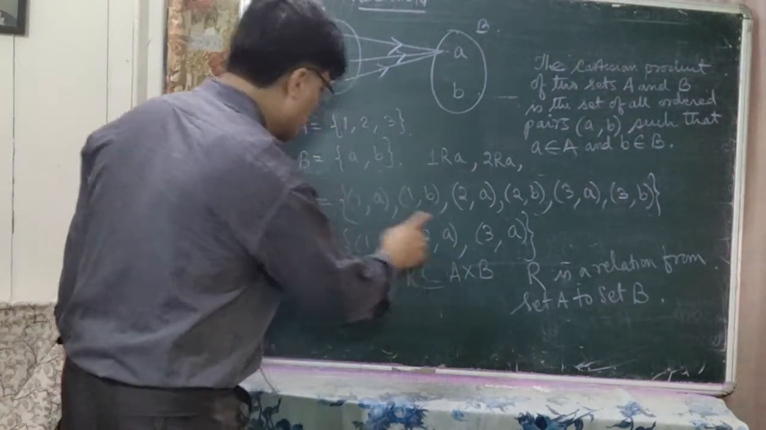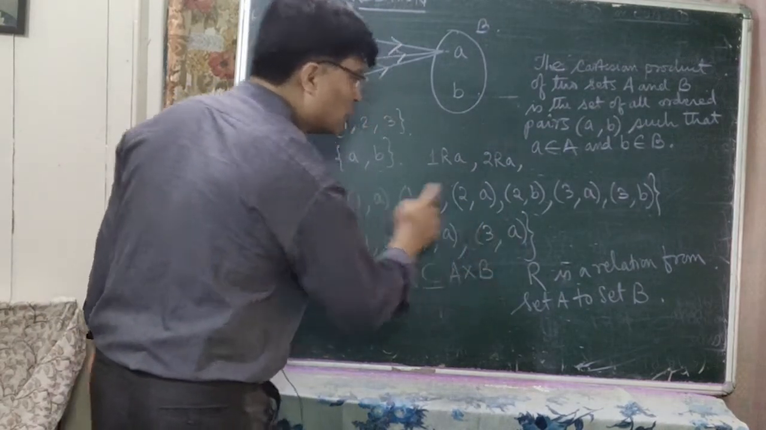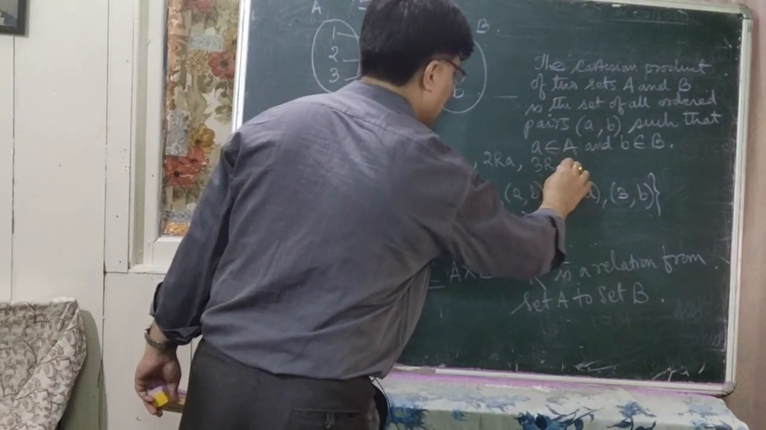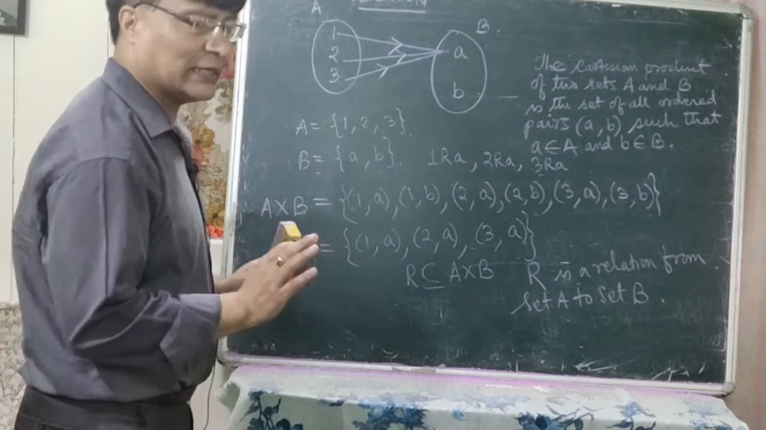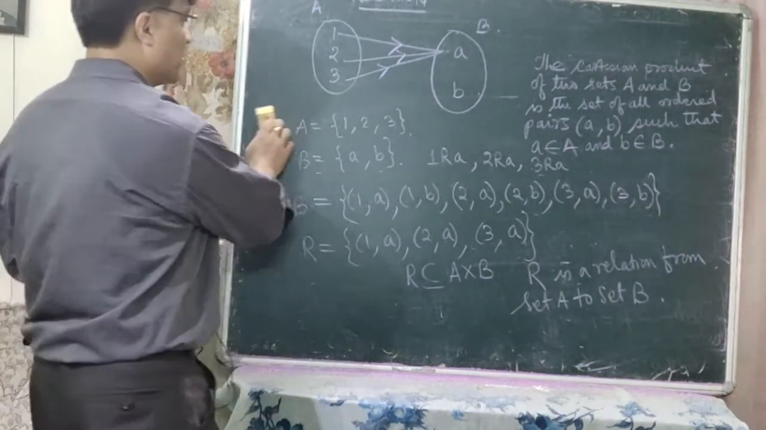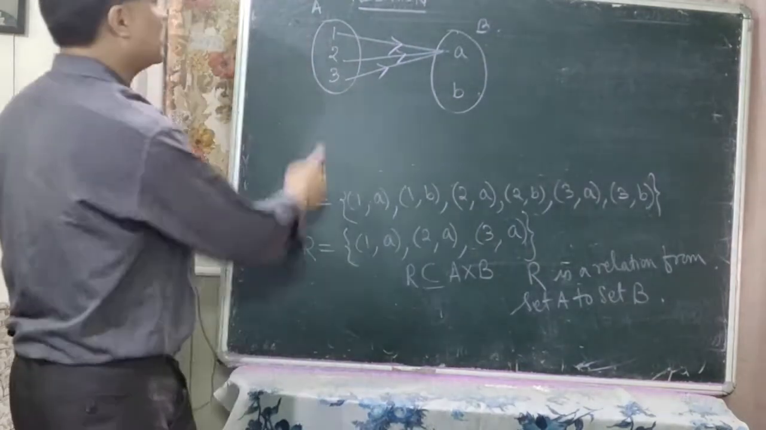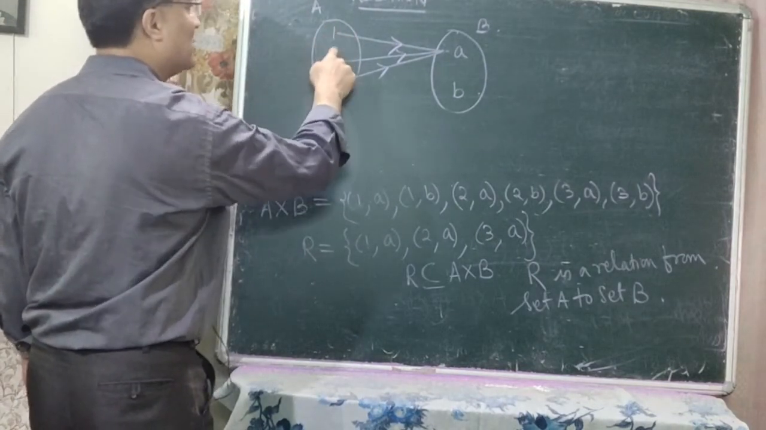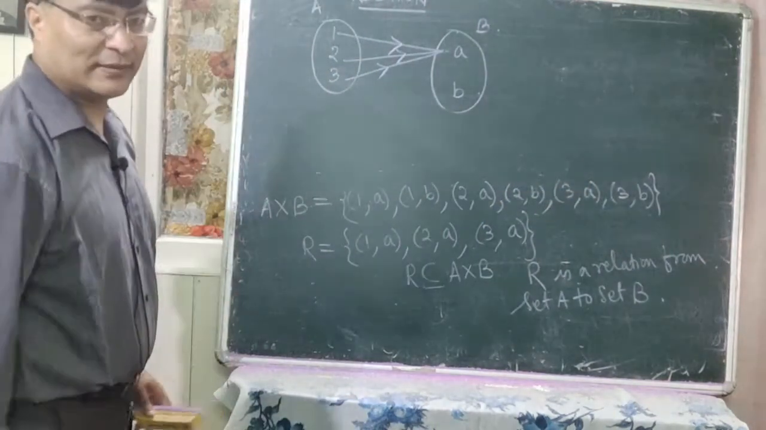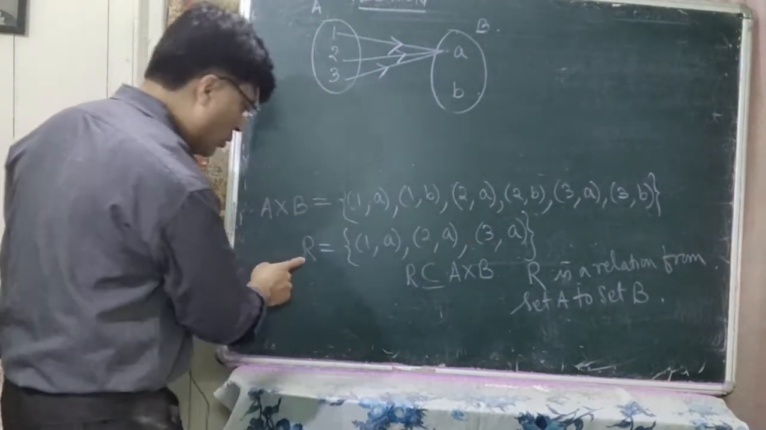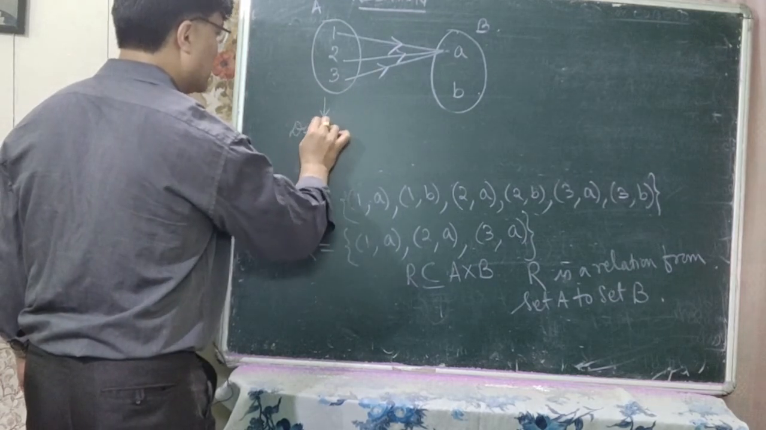So this R is a subset of A cross B. That means 1 is in relation with a, 2 is in relation with a, and 3 is also in relation with a. How will you write it? 3 R a. So I think you have understood it. Is that clear to all of you? So now, the elements of the set A that you have here, 1, 2, 3, what do we call them? The first elements, 1, 2, 3, we call the domain of R. So this first element is known as what? Domain.